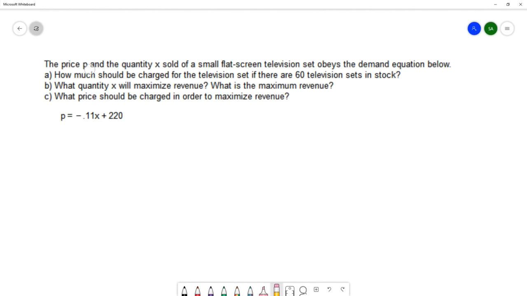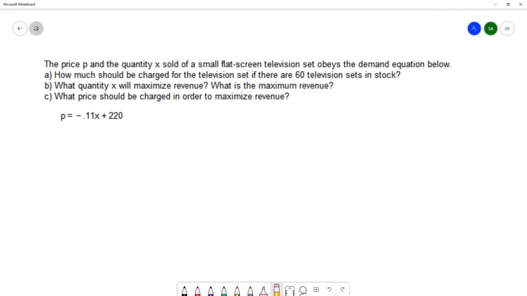The price P and the quantity X sold of a small flat-screen television set obeys the demand equation below. That's referring to this equation here as the demand equation: P equals negative 0.11x plus 220. How much should be charged for the television set if there are 60 television sets in stock? What quantity X will maximize the revenue, and what is the maximum revenue? What price should be charged in order to maximize the revenue?